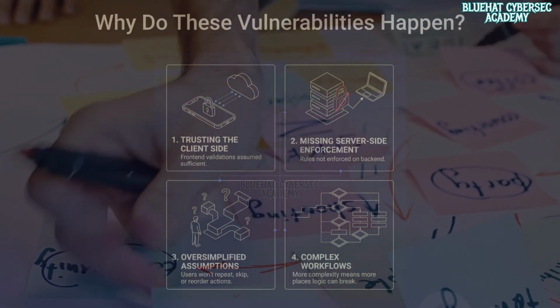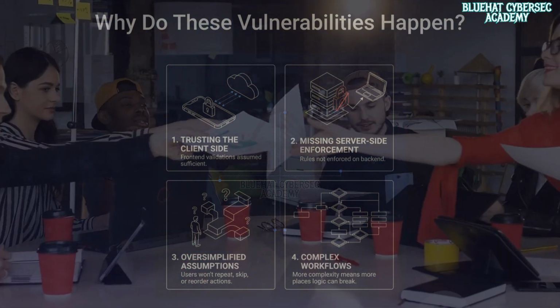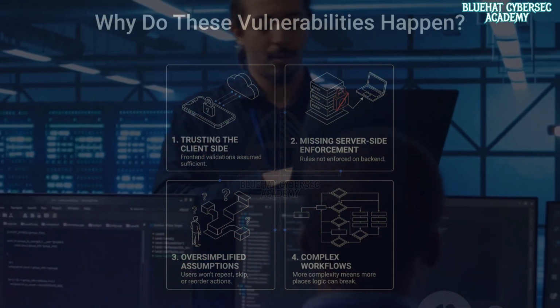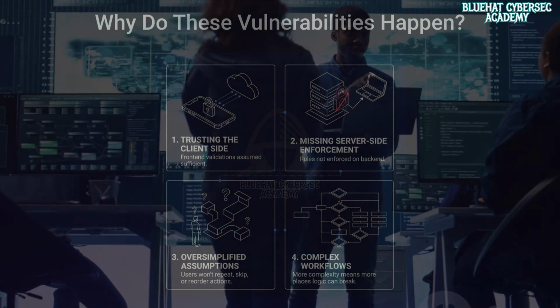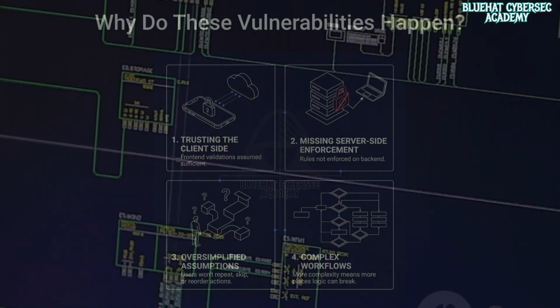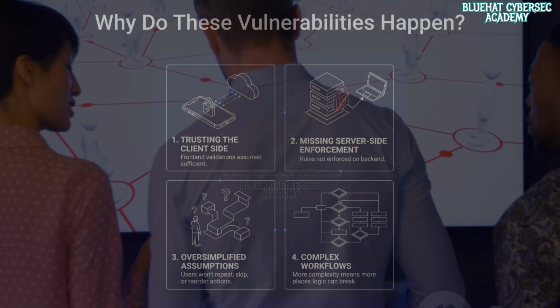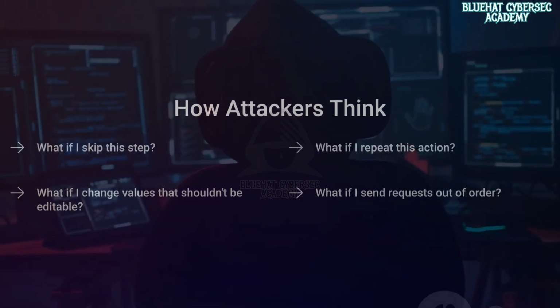Third, oversimplified assumptions like, users won't repeat this action, no one will skip this step, requests will always come in order. In security terms, these assumptions are dangerous. And fourth, complex workflows. The more complex the system becomes, the more places logic can break. So how do attackers think when they try to exploit this?